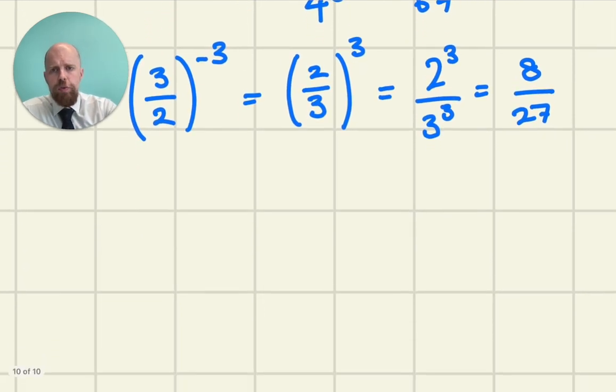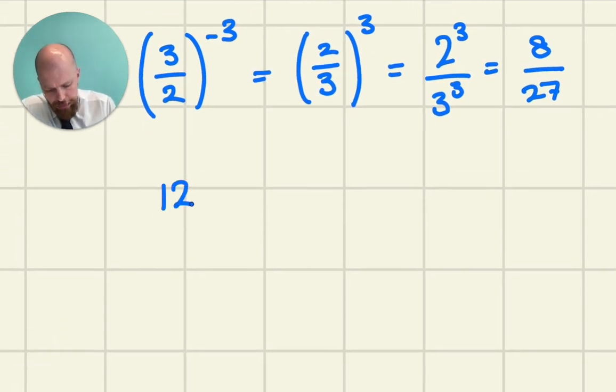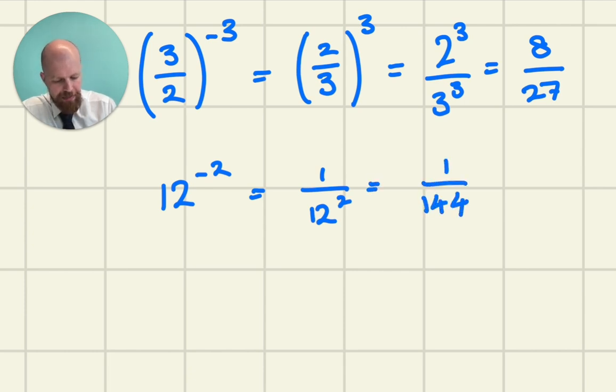Let's have one more example. 12 to the minus 2 would be 1 over 12, all squared, which is therefore 1 over 144.